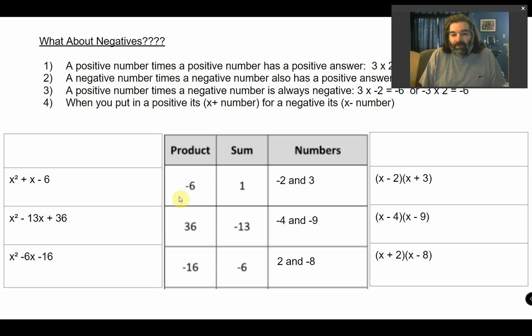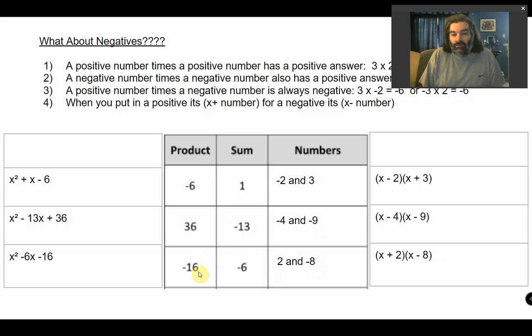If it's multiplying to minus, okay, that means you're going to need a positive and a negative number. If it's going to be positive, that means you're either going to need two negative numbers, in which case they're going to add up to that, or you're going to need a positive and a negative number, okay?